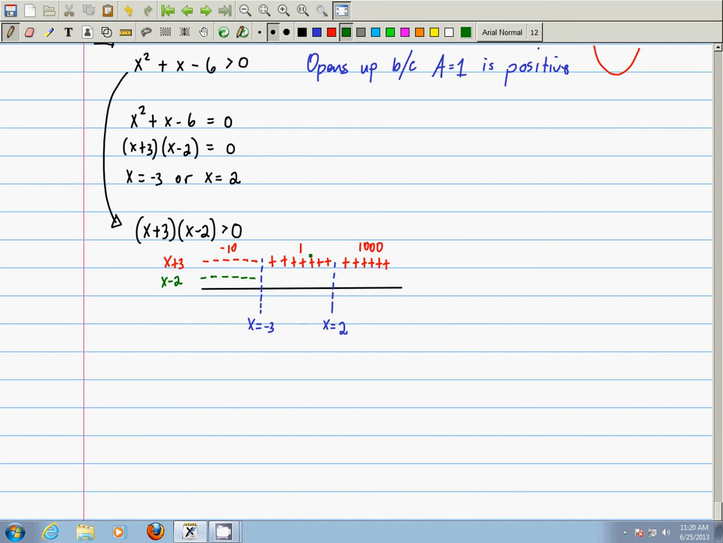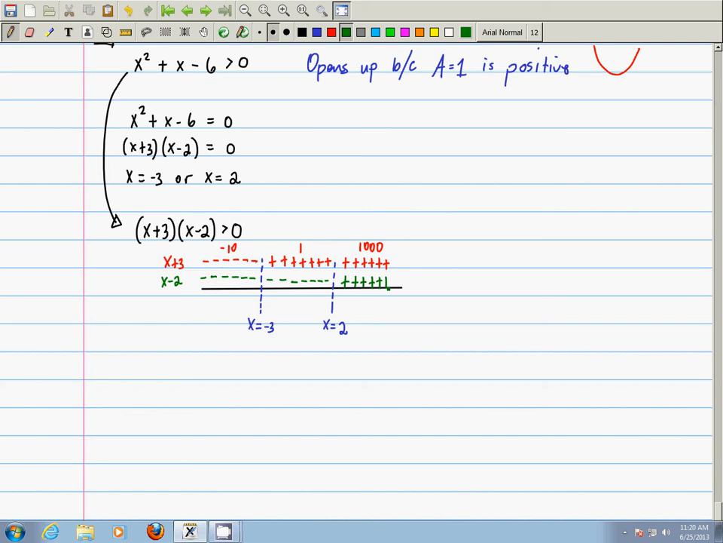Okay, we'll plug in 1 into x minus 2. So if you plug in 1 into x minus 2, you get 1 minus 2, which is negative 1, which is negative. Okay, and then we can plug in 1,000. 1,000 minus 2 is some number, and whatever it is, is it positive or negative? Positive.